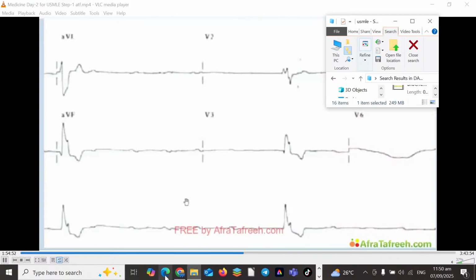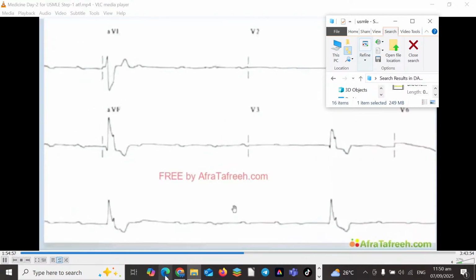What is your diagnosis on the basis of this EKG? Do you see the heart rate?